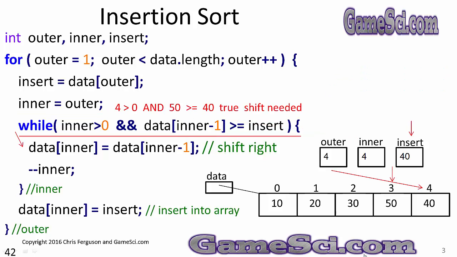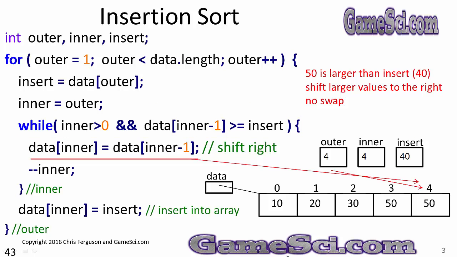In this case, it's just the 50 that will have to shift. 4 greater than 0 is a true statement. 50 greater than or equal to 40, we're comparing this 50 to that 40 right there. That is a true statement. If both sides are true, we have to shift. Go inside the inner loop, follow this arrow, and let's do a shift. 50 is larger than the insert value of 40. Shift larger values to the right. Notice how we're not swapping, we're just moving that 50. 50 just wiped out the 40 that was in there, but 40 is safe in the insert variable.